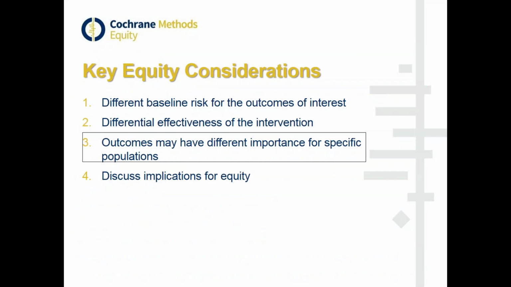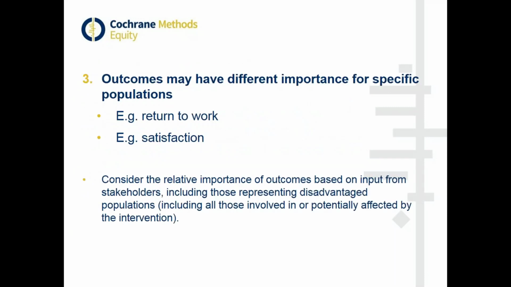So the third key equity consideration is about outcomes. So outcomes could have different importance for different groups of the population, and some outcomes would be more important to some groups and less important to others. So for example, return to work is important for some groups, or satisfaction.